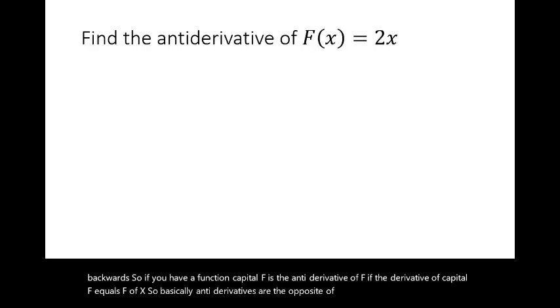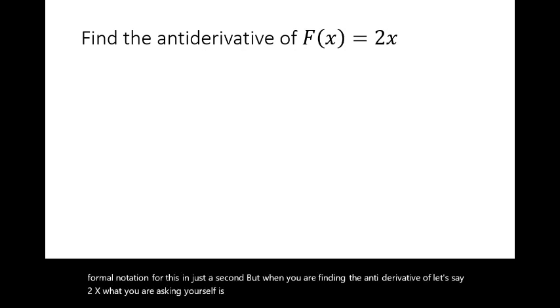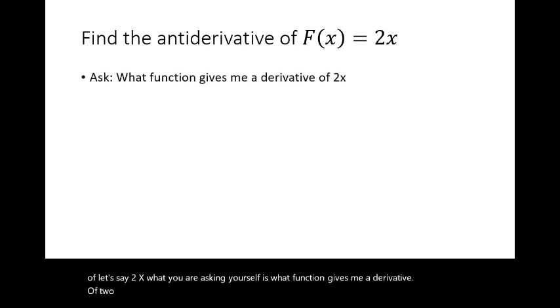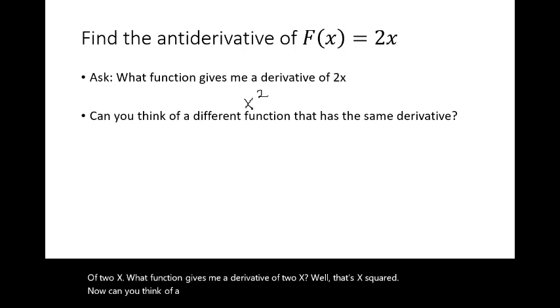There's going to be formal notation for this in just a second, but when you are finding the antiderivative of, let's say, 2x, what you are asking yourself is, what function gives me a derivative of 2x? Well, that's x squared. Now, can you think of a different function that maybe has the same derivative?